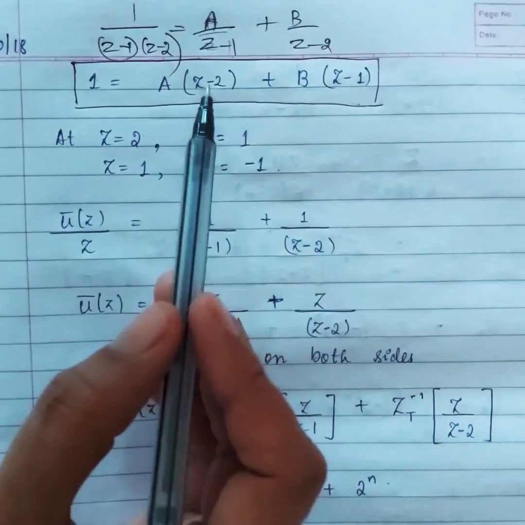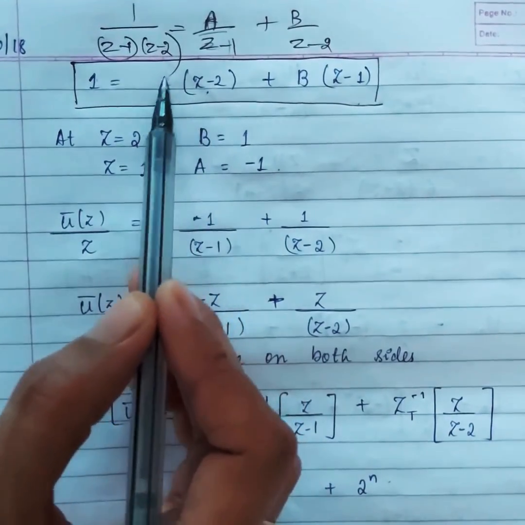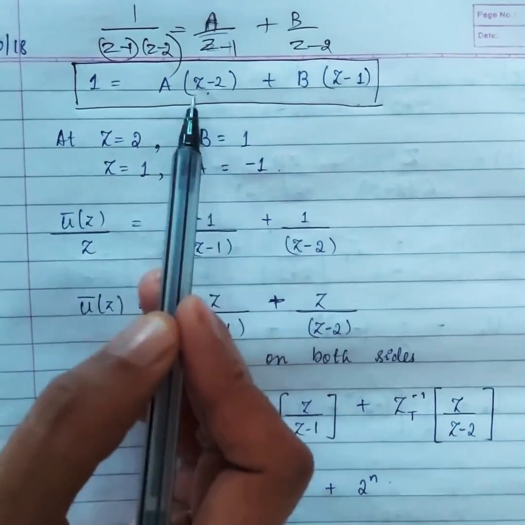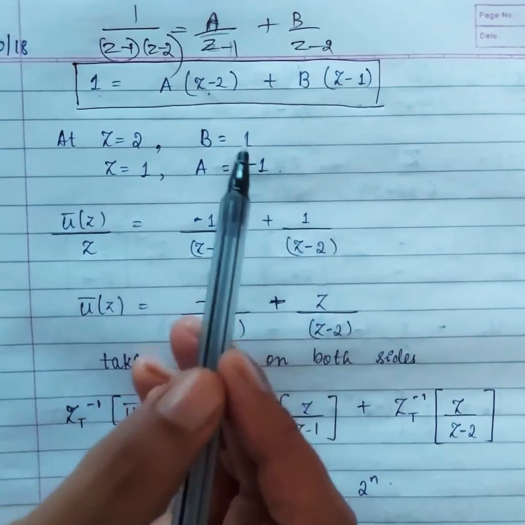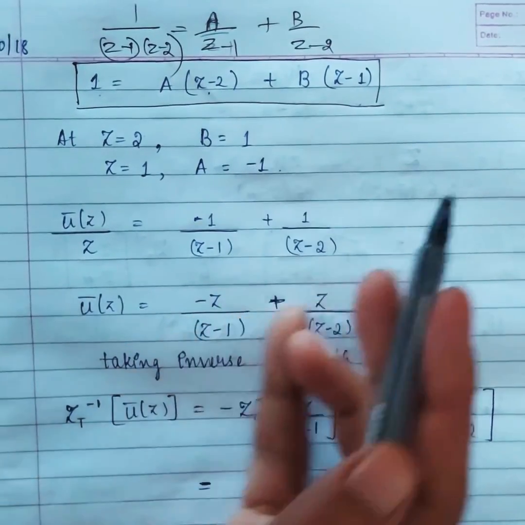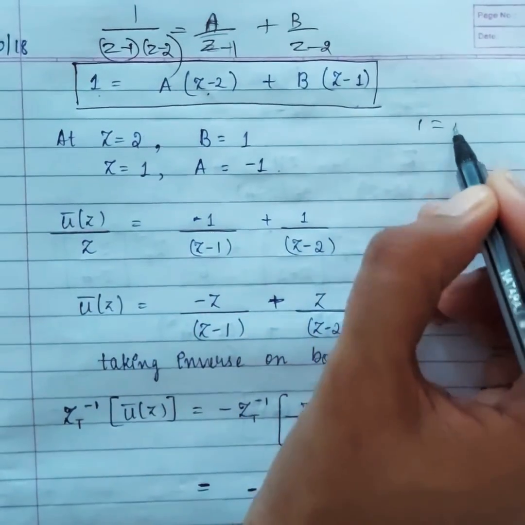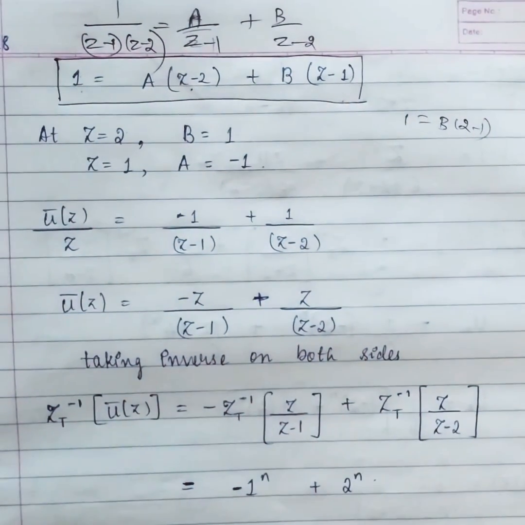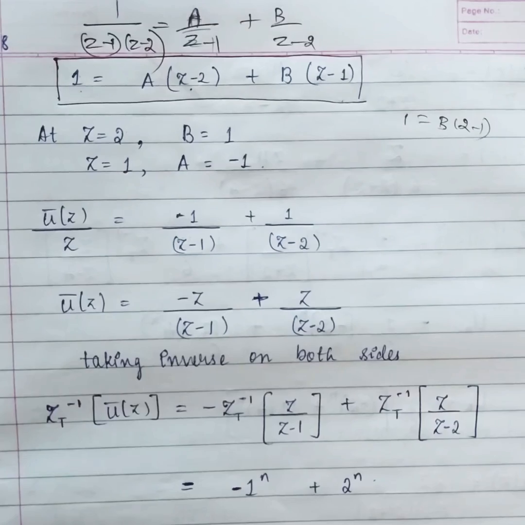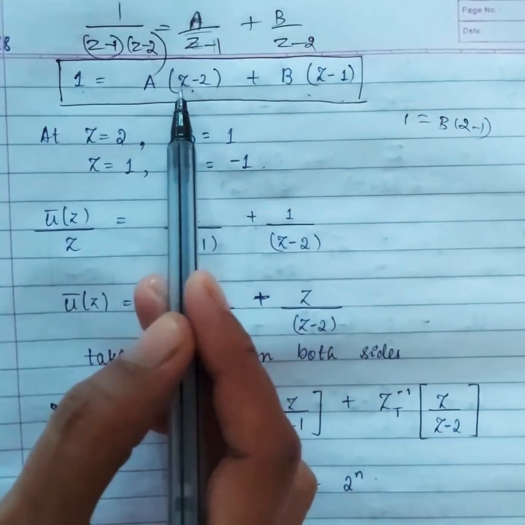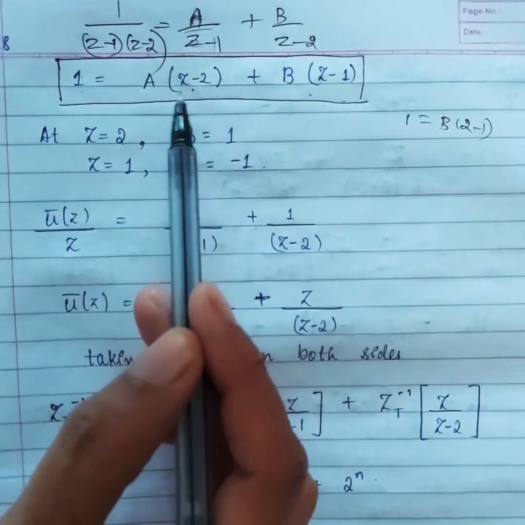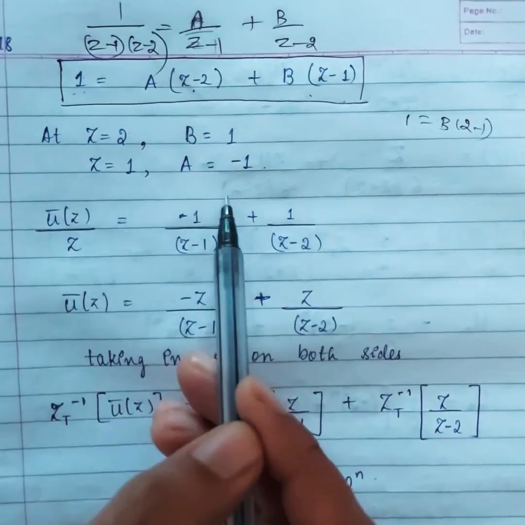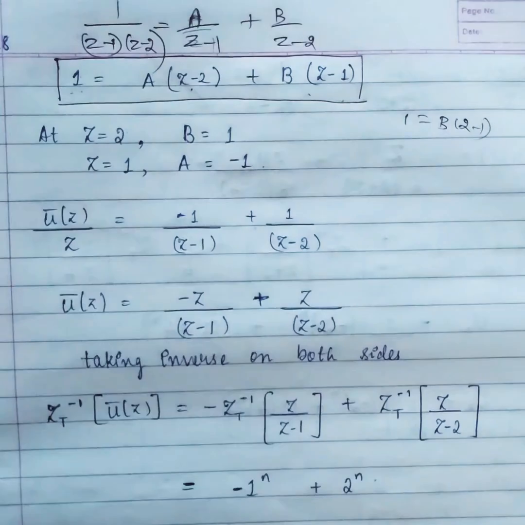So if I substitute z as 2, a will become 0, I will get b. So 1 is equal to b into 2 minus 1. So 2 minus 1 value is 1, b is equal to 1. Same way, if I substitute z is equal to 1, then b will become 0. 1 minus 2, I will get minus 1. Minus a is equal to 1, therefore a is equal to minus 1. So we got a and b.